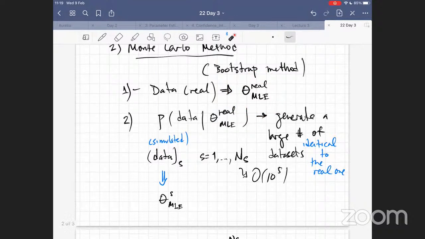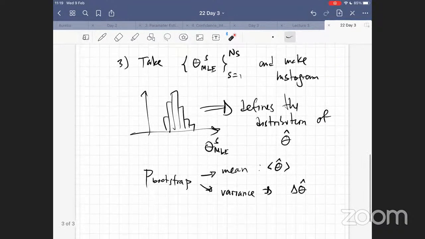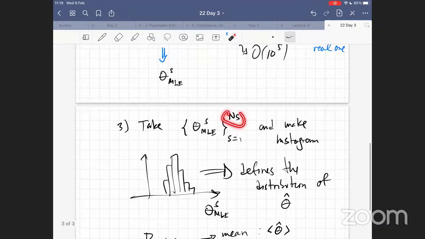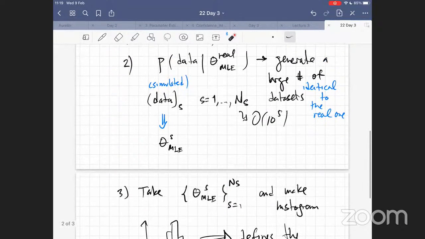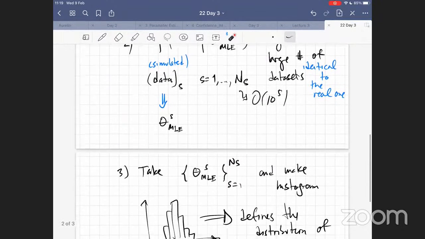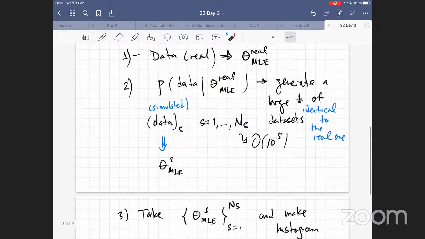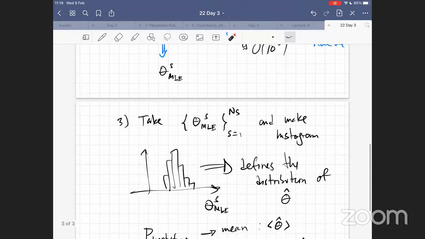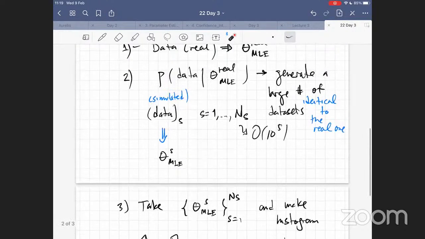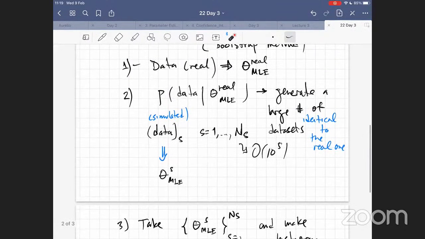Yes, exactly. It shouldn't be. If you are producing a large number of synthetic data sets, it shouldn't be, because you are generating something from this, so in general it will be close to it. Okay, I think I understand. Thank you.